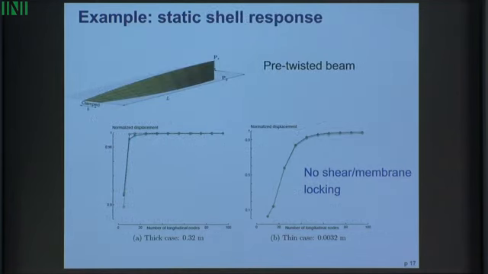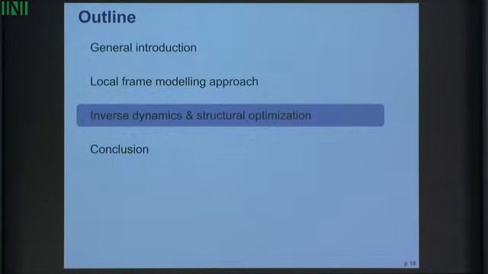So this also works for shells. Here it's just to reproduce a standard test case for shells. And shells have even more locking problems than beams. And again, with the formulation and the proper interpolation on the Lie group, we had no shear locking problems. Okay, so that was for the heart of the modeling approach. Everything is modeled and represented in the local frames, and then we have these nice properties.